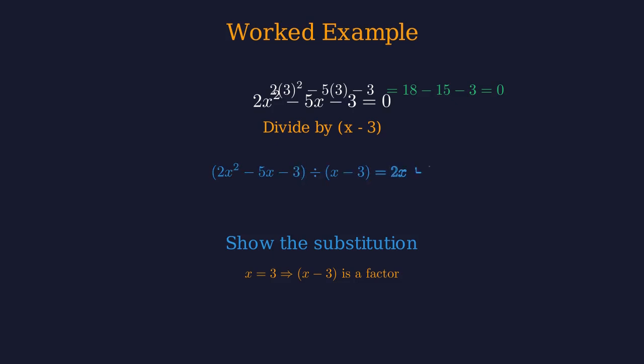Do the division, synthetic or long division. Either is fine if it's shown. Dividing 2x squared minus 5x minus 3 by x minus 3 gives 2x plus 1 remainder 0. Then solve 2x plus 1 equals 0 to get x equals minus a half. So the solutions are x equals 3 and x equals minus a half. Write each of those mini steps clearly.